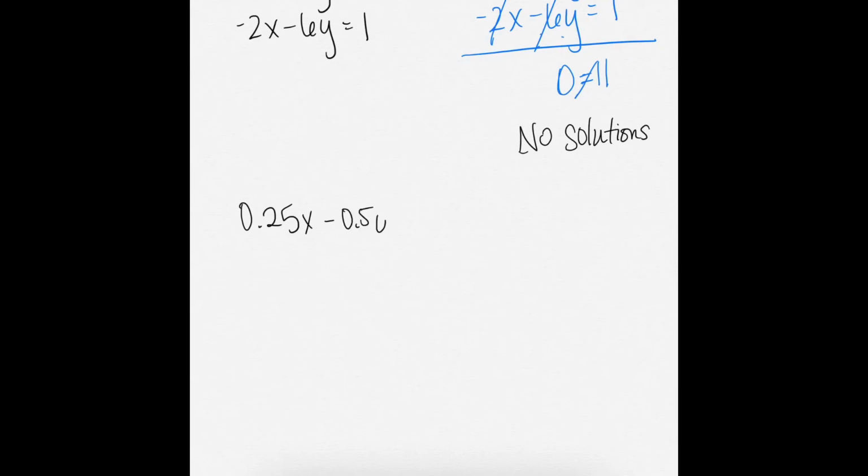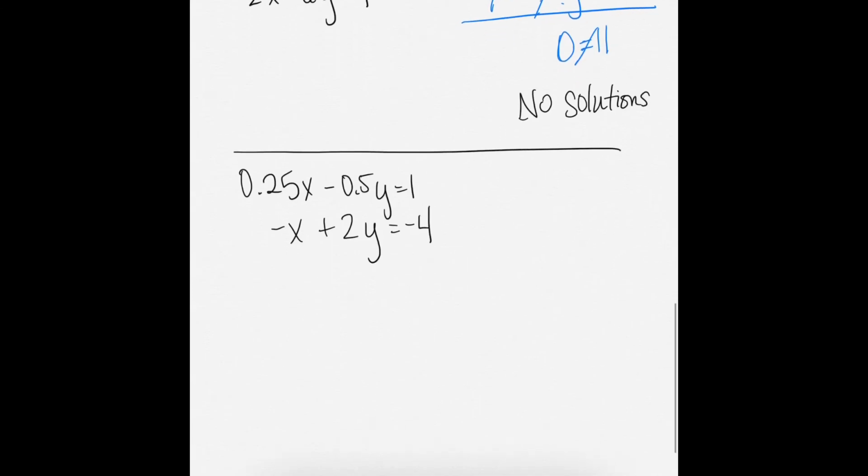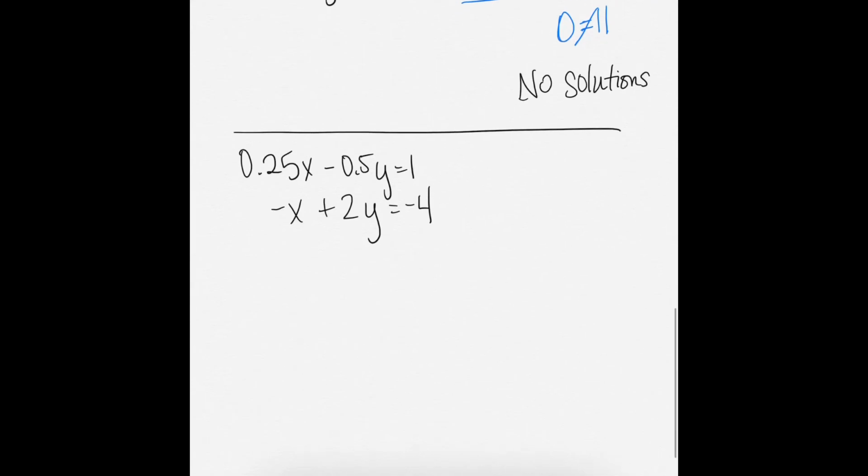0.25x minus 0.5y equals 1 is my first equation, and my second equation will be negative x plus 2y equals negative 4. Again, just pause this video if you want to try and work it yourself. Otherwise, I'm going to keep going.